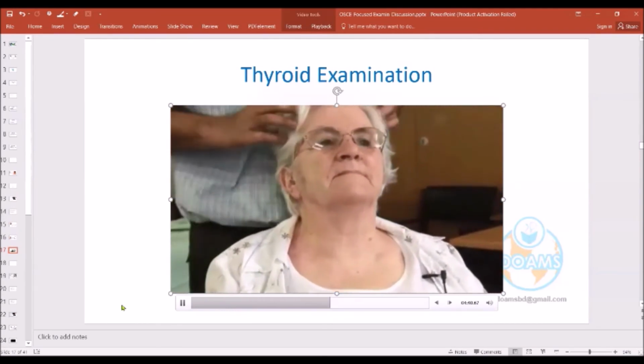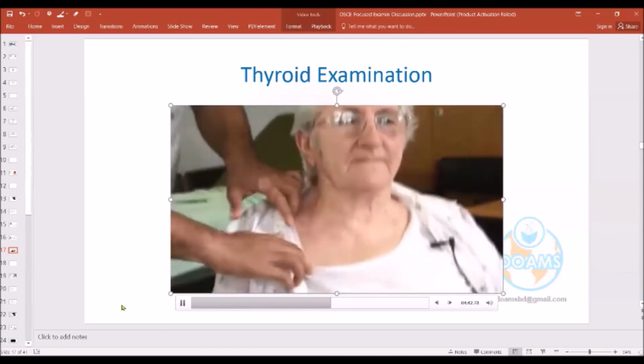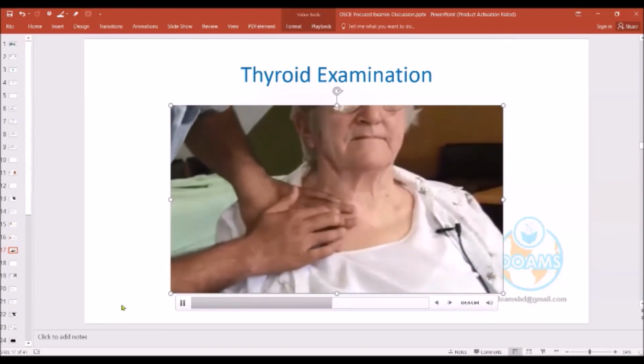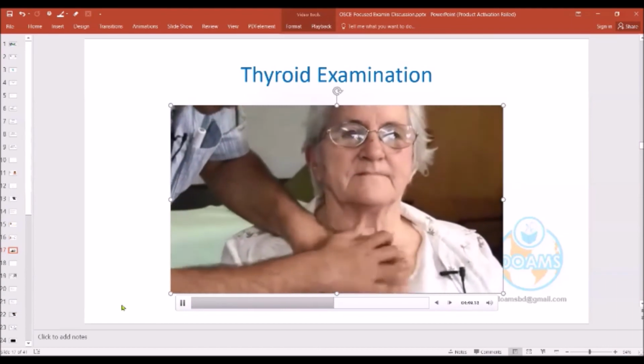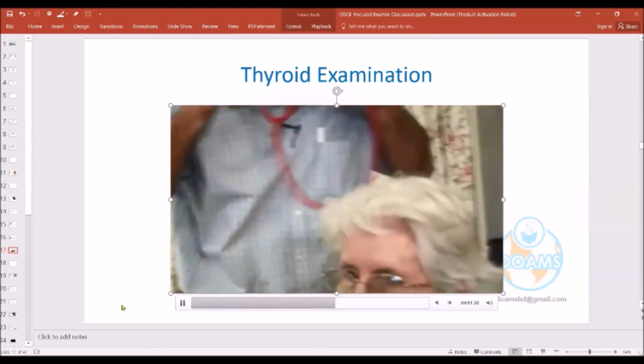Dear participant, you can make your notes on the paper if you want to ask something after the examination, if you want to know why the doctor is doing such and such thing. Just going to tap on your chest.